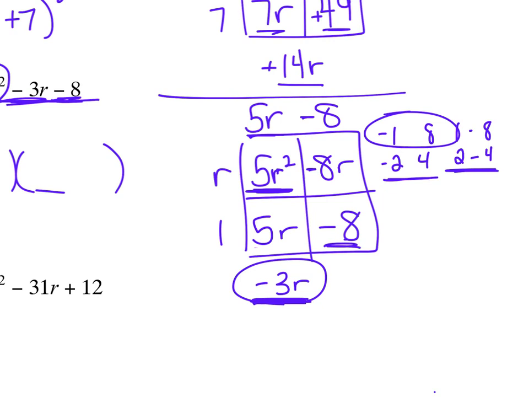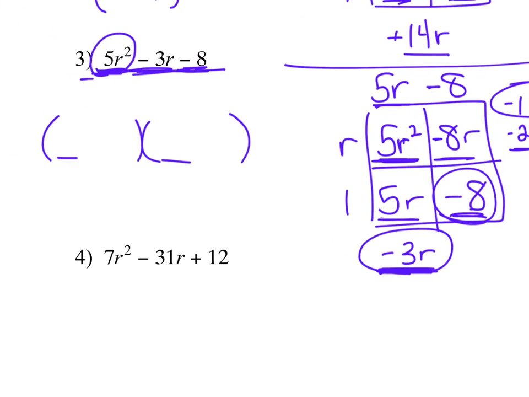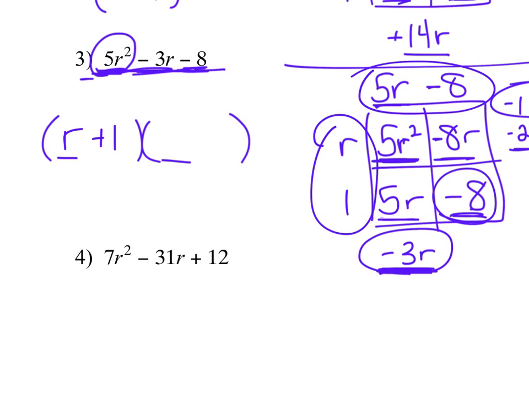Okay, so 8 times 1 is negative 8. There's that check. 8 times 1 is negative 8. We add this, we get 8r, 5r. They add to 3r. Bam, done. Awesome. Let's put the answer up there. So r plus 1. So remember, this side is one of them. This side is the other. Doesn't matter which order you put it in.